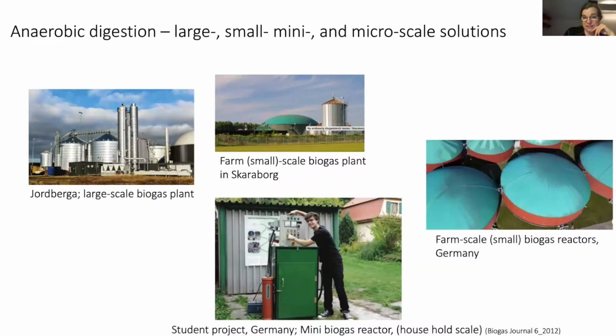So these are our systems, how it looks for us in the more highly developed countries. This is the example here for Nöbbelöv. That's a large-scale biogas plant. Here you have a farm-scale biogas plant in Skaraborg. Here you have farm-scale biogas reactors. In Germany, you find many of those. And this was once a student project who built a house-scale biogas plant, and he even converted and upgraded that to fuel to fill the car with it.